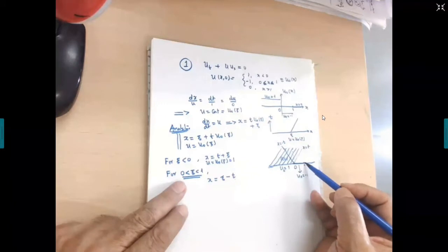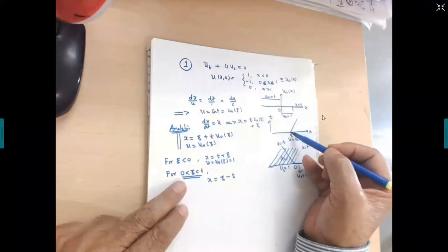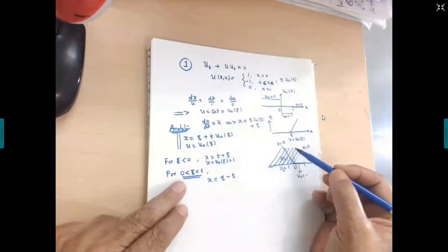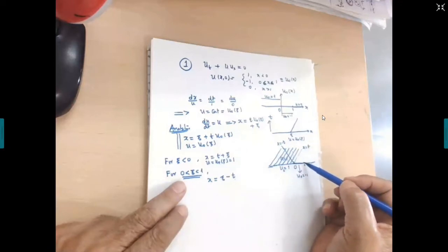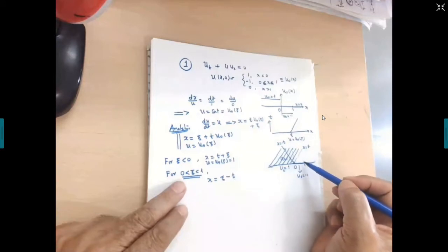So what is the characteristic issuing from this point? This is your xi is equal to 1. Is that right? Yes, sir. What is xi? Xi is the value where the characteristic intersects the line t equal to 0. So look here, this is a fixed point. Whatever is the information here, it will propagate along this characteristic. Is that right? Yes, sir.